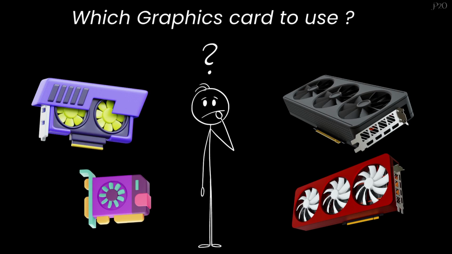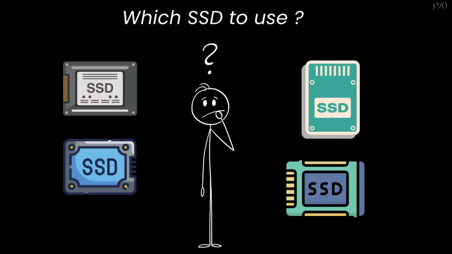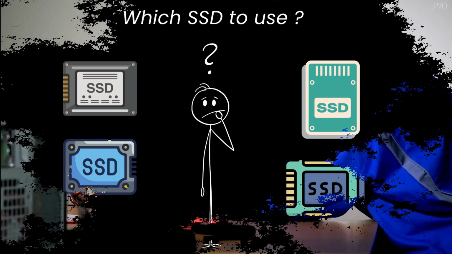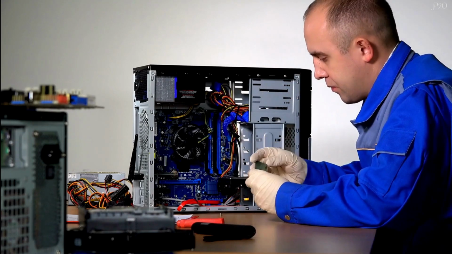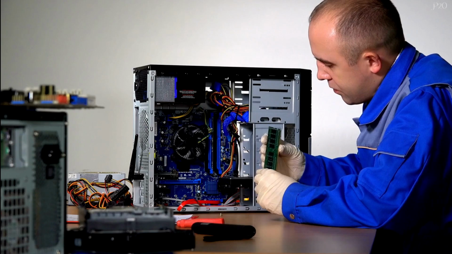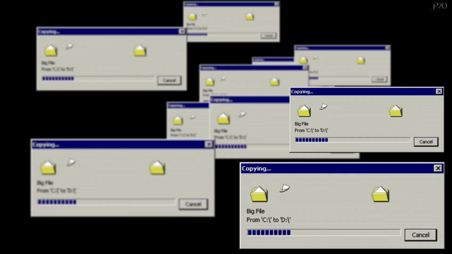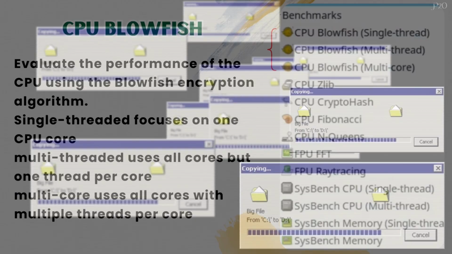So it helps answer questions like, which graphics card gives me smoother gameplay? Or, which SSD drive loads apps the fastest? Benchmark numbers take out the guesswork, so you can see the real-world speed differences between parts. It's a handy tool to know exactly how speedy your PC is.